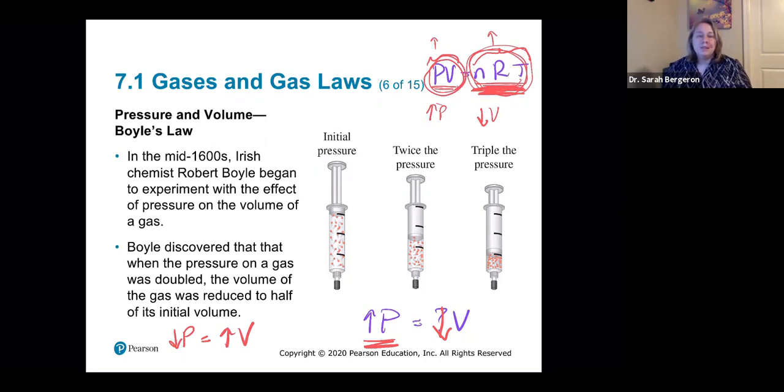And so this is called Boyle's Law, because there was a chemist named Robert Boyle who made this discovery of this interaction. And so you do have to know whose law is what. And so this is how I remember, because I have to have a little story to make it easy to remember.